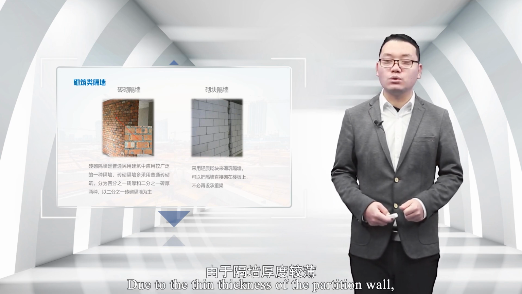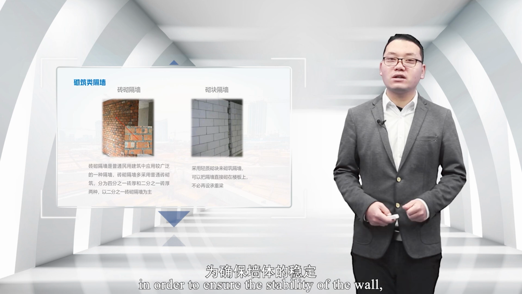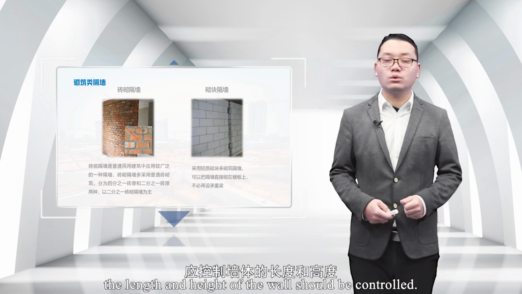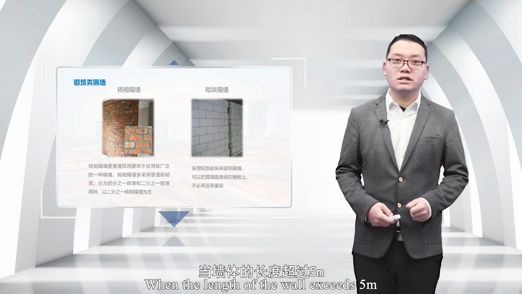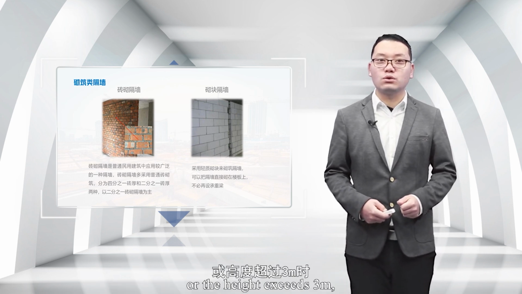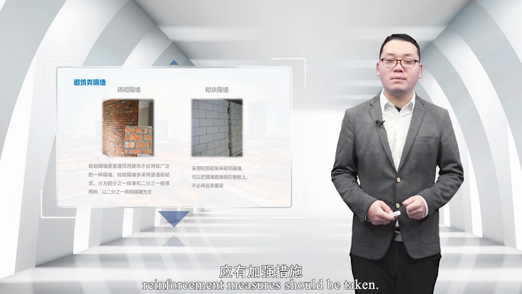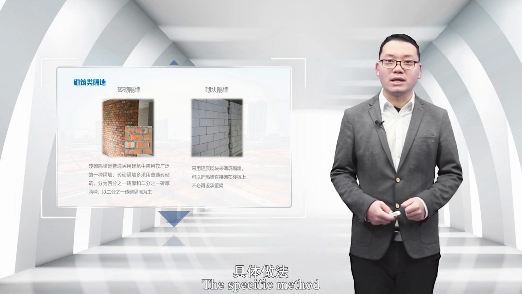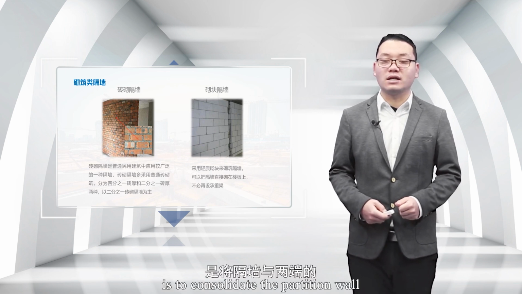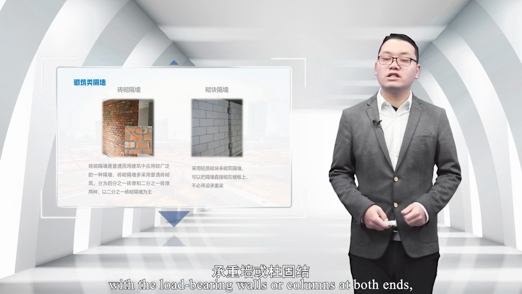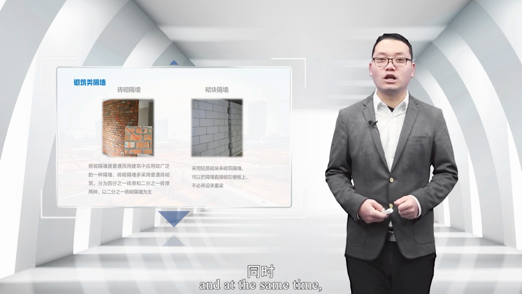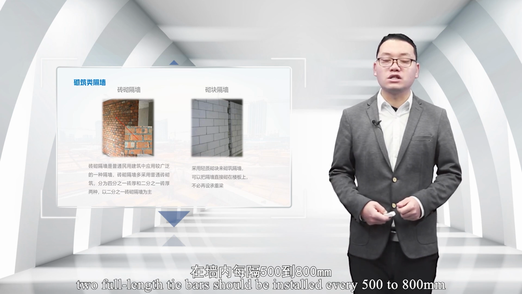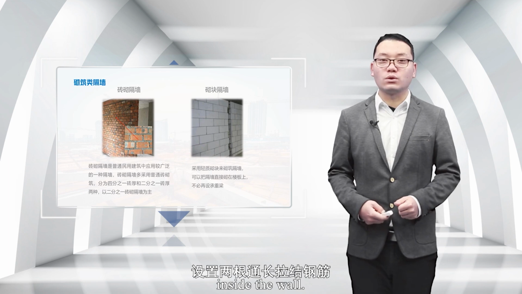Due to the thin thickness of the partition wall, in order to ensure the stability of the wall, the length and height of the wall should be controlled. When the length of the wall exceeds 5 m, or the height exceeds 3 m, reinforcement measures should be taken. The specific method is to consolidate the partition wall with the load-bearing walls or columns at both ends, and at the same time, two full-length tie bars should be installed every 500 to 800 millimeters inside the wall.